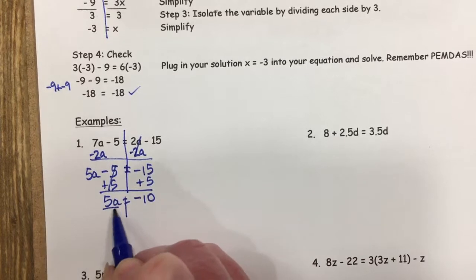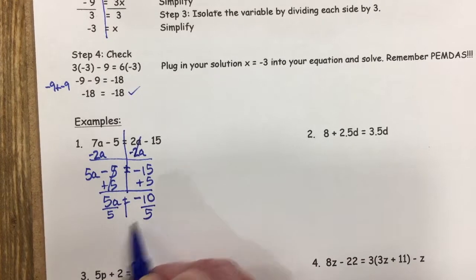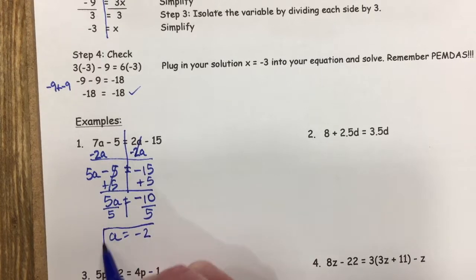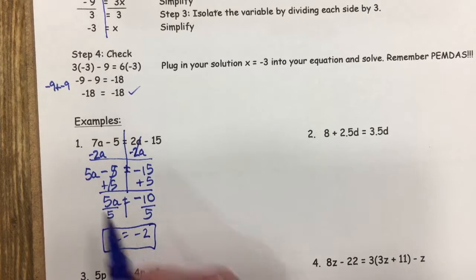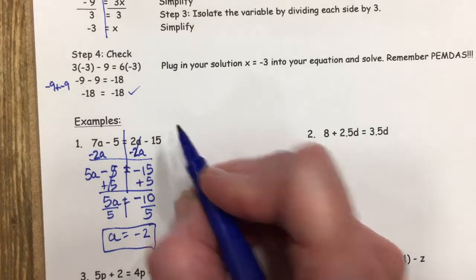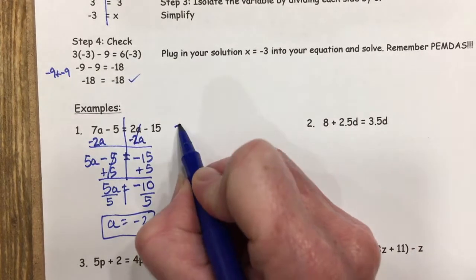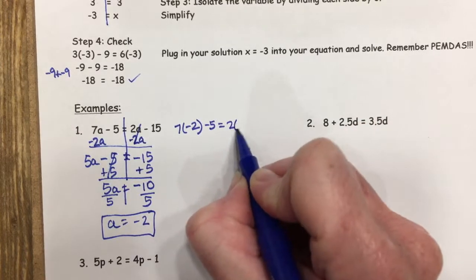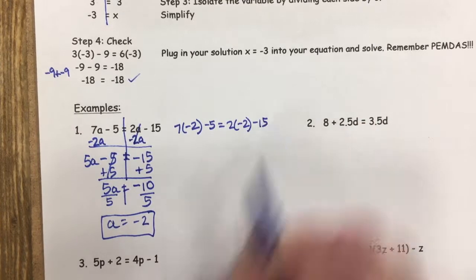This is times 5, so I'm going to do the opposite, which is divide by 5. So negative 10 divided by 5 is negative 2. Again, I can check this if I want by plugging it back in. All right, that would be 7 times negative 2 minus 5, and then on this side, it's 2 times negative 2 minus 15, the same thing.